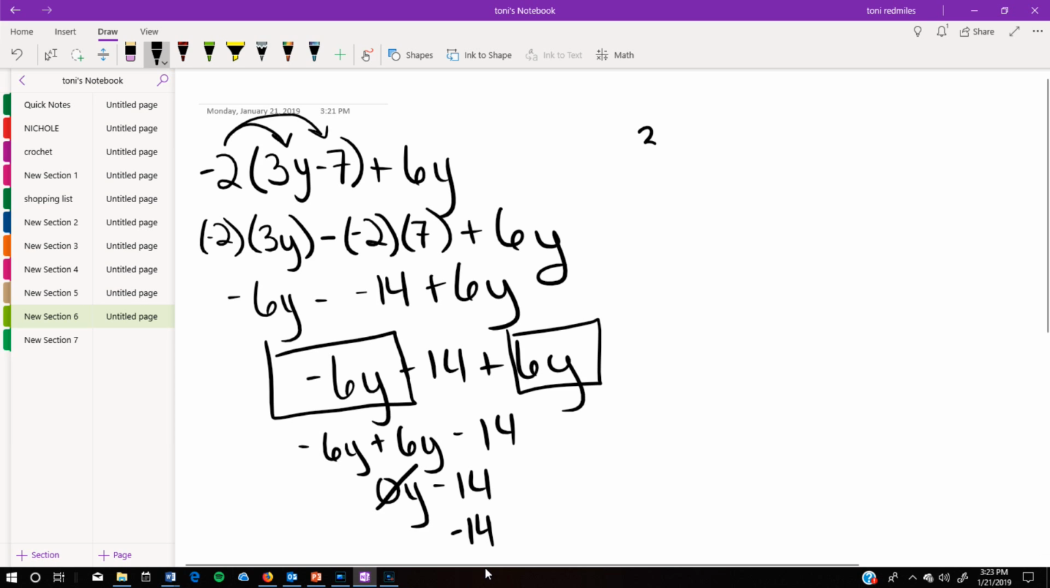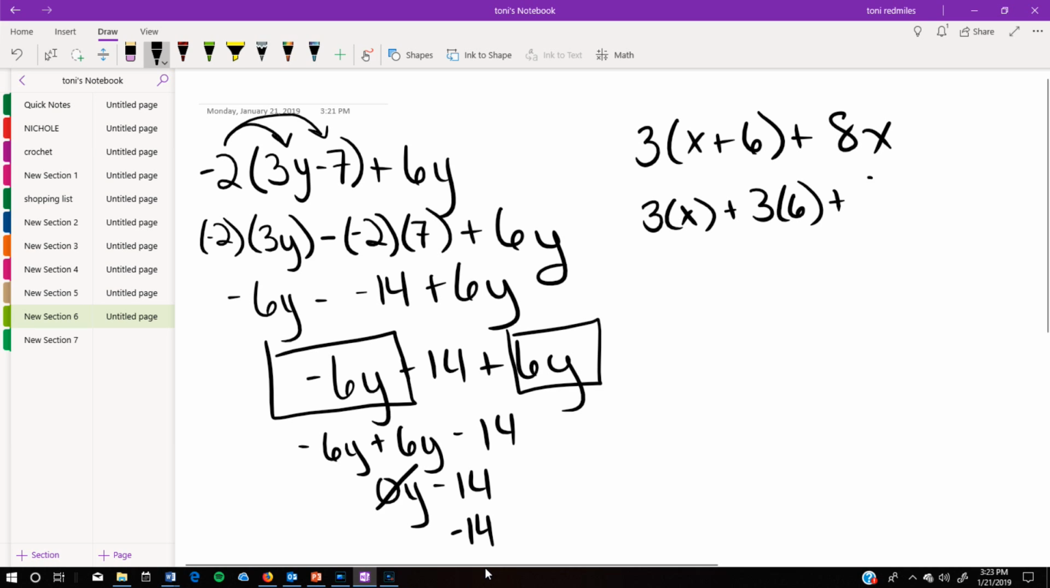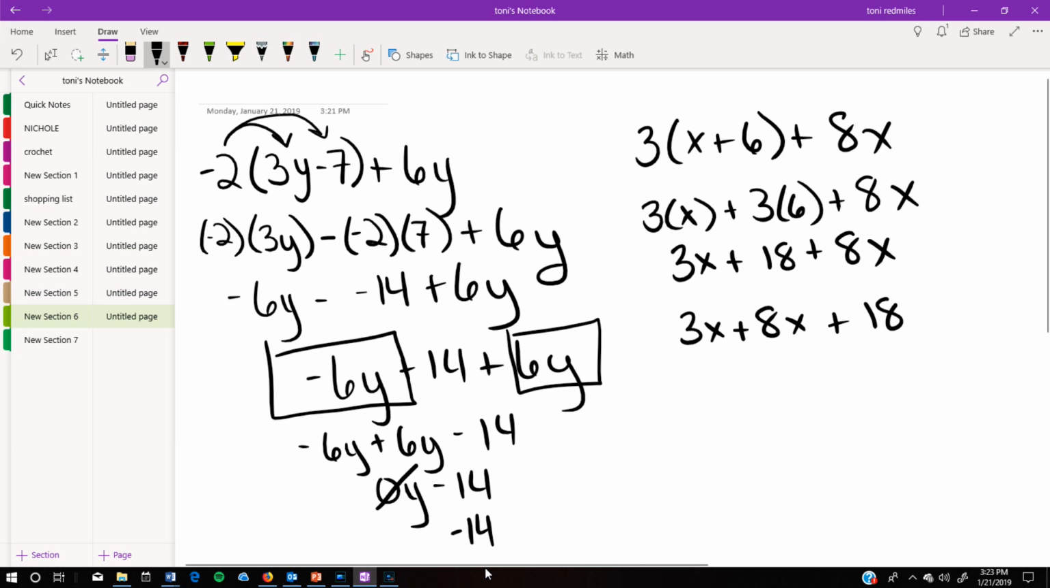All right. Okay, so distribute first. Do my multiplication. Get my like terms together. Add and subtract. So then that's going to be an 11x plus 18. That's the furthest I can simplify.